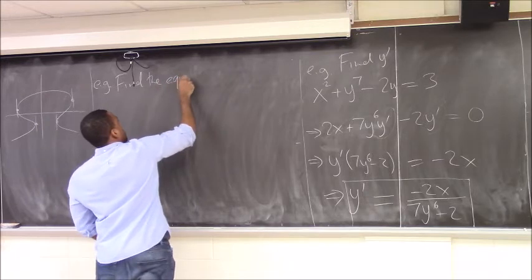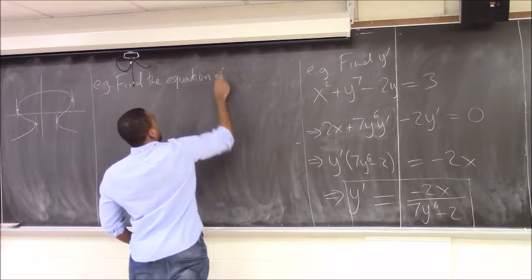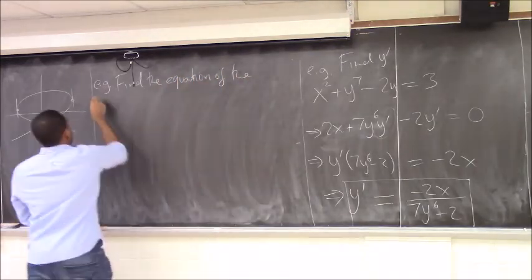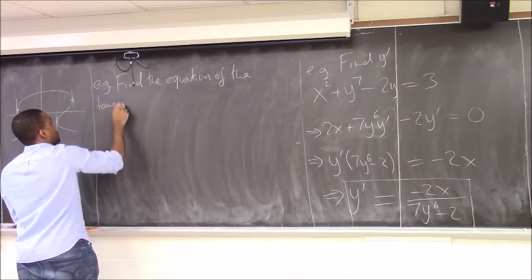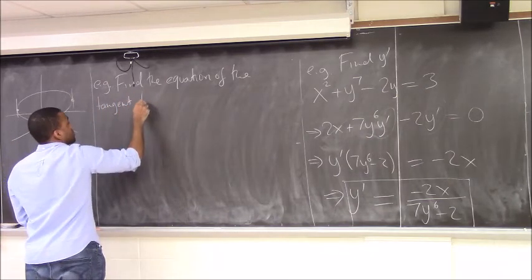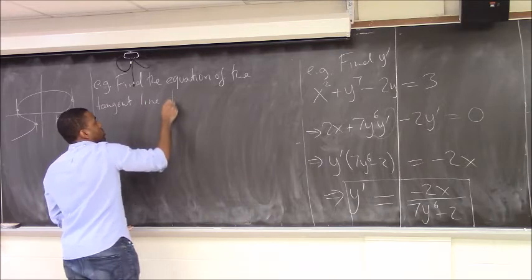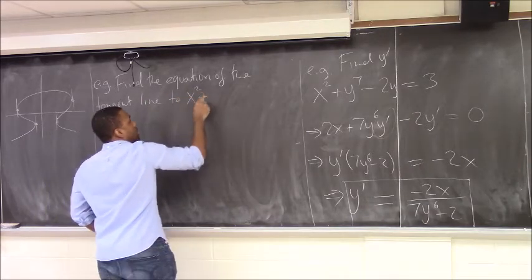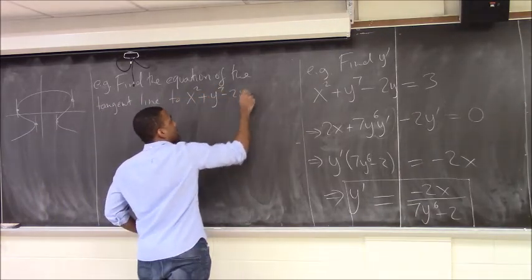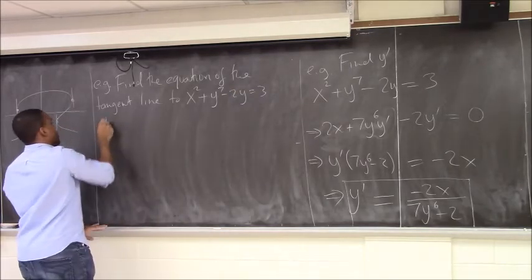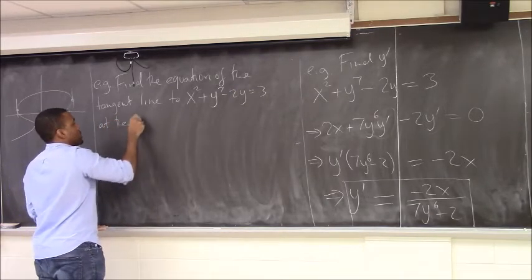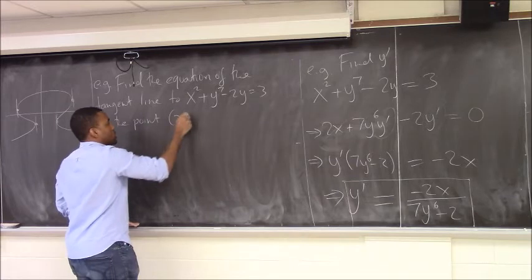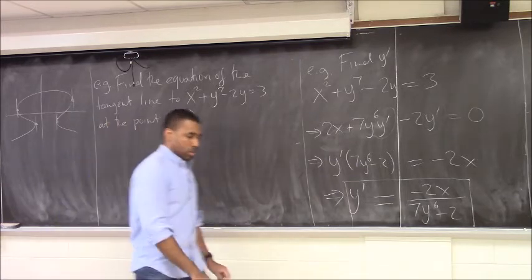Find the equation of the tangent line to this guy at the point 2 comma 1.